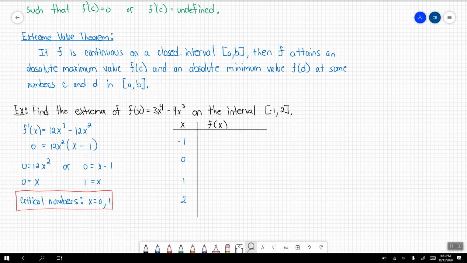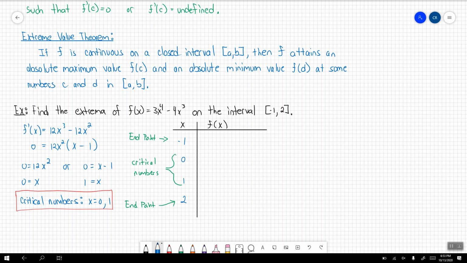There we are. And so again, here I'm just going to identify that this is one of my endpoints. This is another endpoint all the way at the bottom. And these in here are my critical numbers. So now that we've identified this, let's go through and get those outputs.